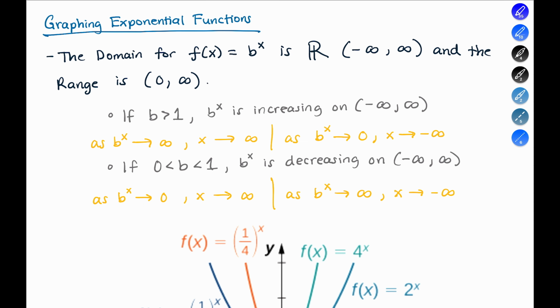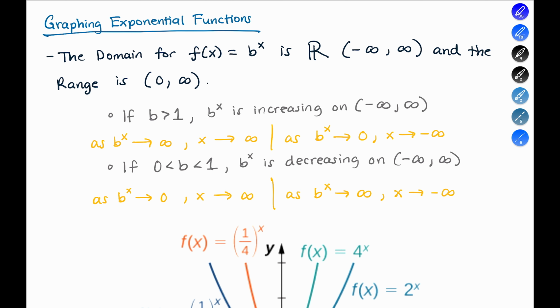Now let's take a look at graphing exponential functions. Over here it says the domain for f of x equals b to the power of x is all real numbers, or negative infinity to infinity, and the range goes from 0 to infinity. And over here it says that if b is greater than 1, then b to the power of x is increasing on the interval of negative infinity to infinity. And we could also write it as this.